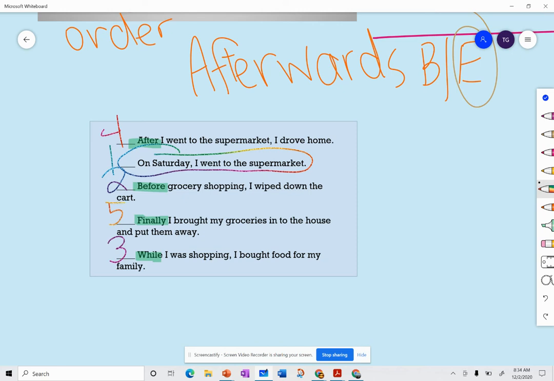Okay, so last question is, did we find the transition words at the beginning of the sentence or the end of the sentence?